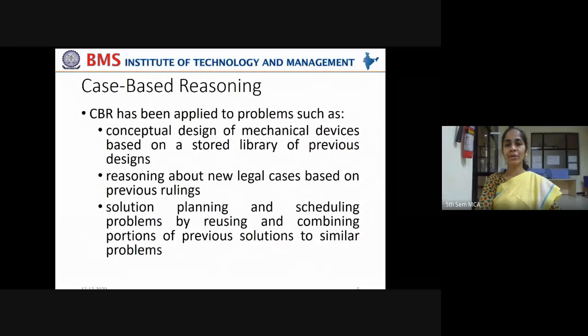Case-based reasoning has been applied to problems such as conceptual design of mechanical devices based on a stored library of previous designs. Say you have to design a pen, or a laptop, or a vehicle. The conceptual design of all these mechanical devices can be supported by a stored library of previous designs. Previous designs are already existing, right?